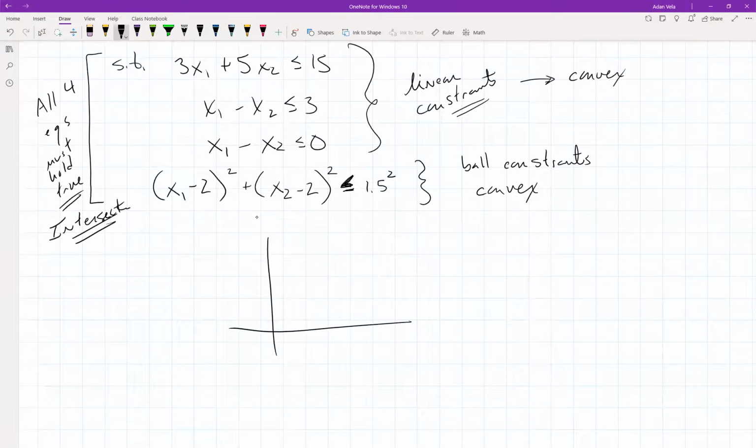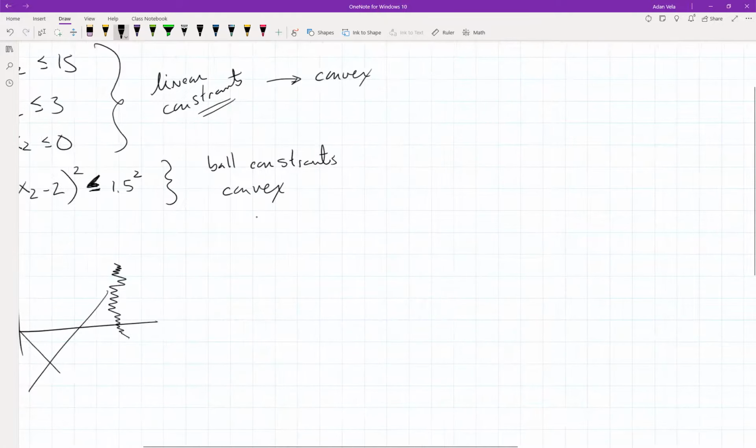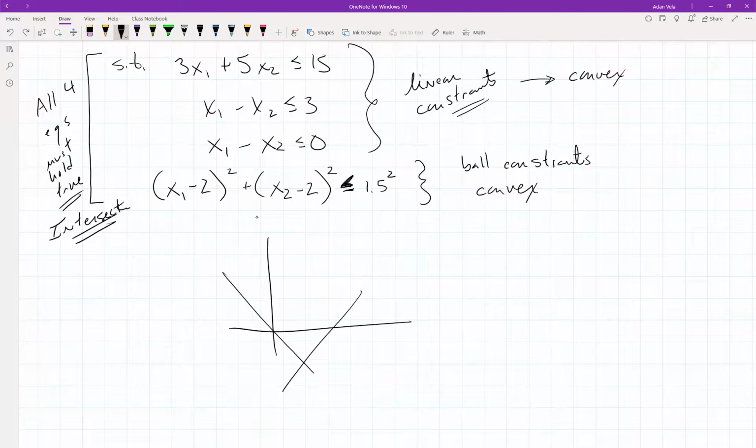So if I were to draw what that feasible set looks like, first I'm going to have something that looks like this. And this triangle corresponds to the linear constraints. And then I'm also going to have a circle. So let's draw my circle. And actually, let me draw these in different colors. There we go.